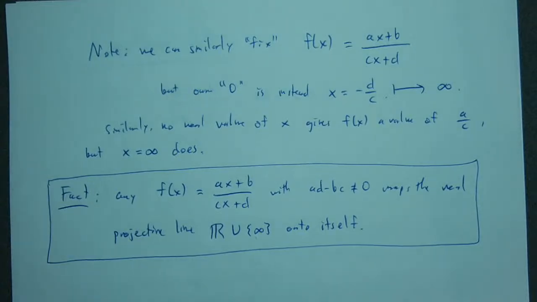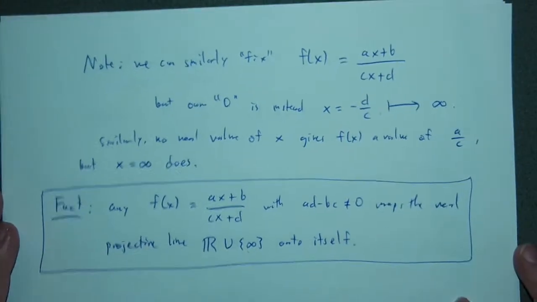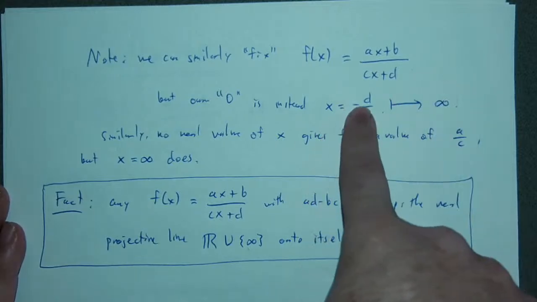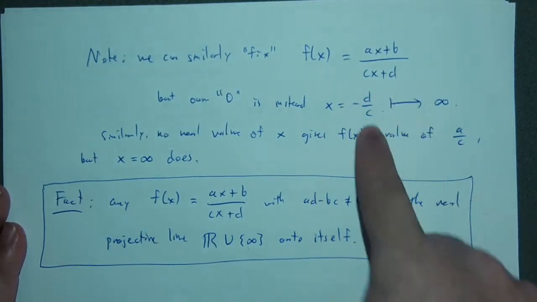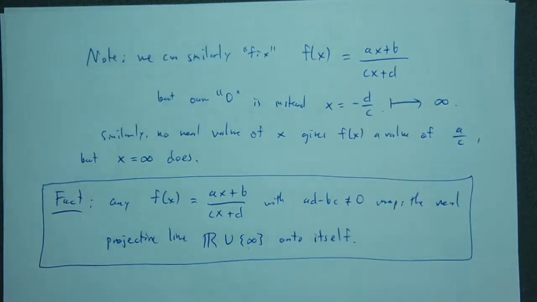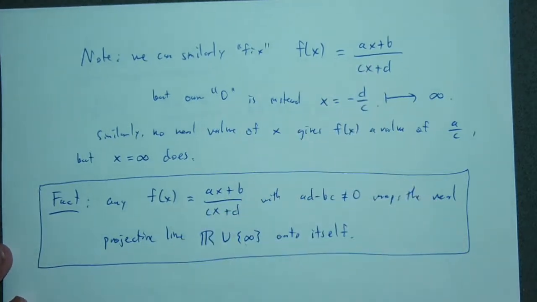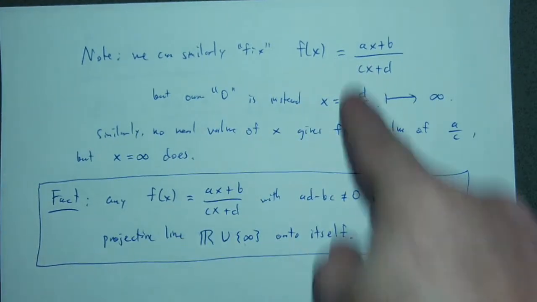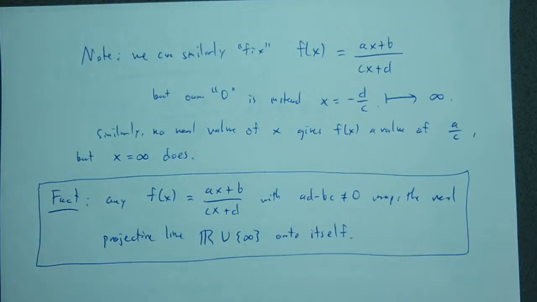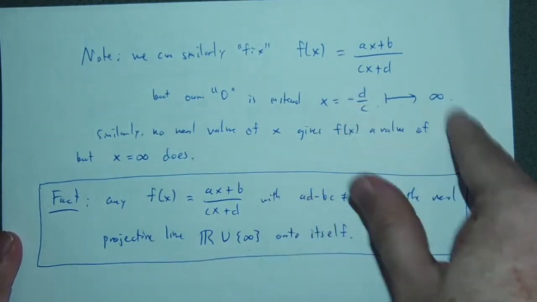So for a general linear fractional transformation, not just inversion 1 over x, if x is minus d over c, then x gets sent to infinity. And so in that same projection image I just showed you, the thing playing the role of 0 is minus d over c. This is our 0 for a general linear fractional transformation. Using this allows us to extend the reals to include infinity in this way, where this is the point that gets sent to infinity.